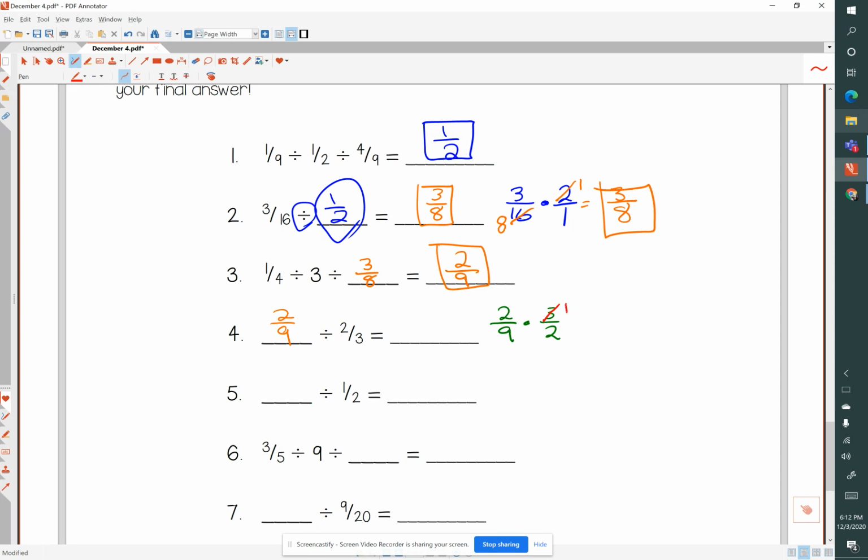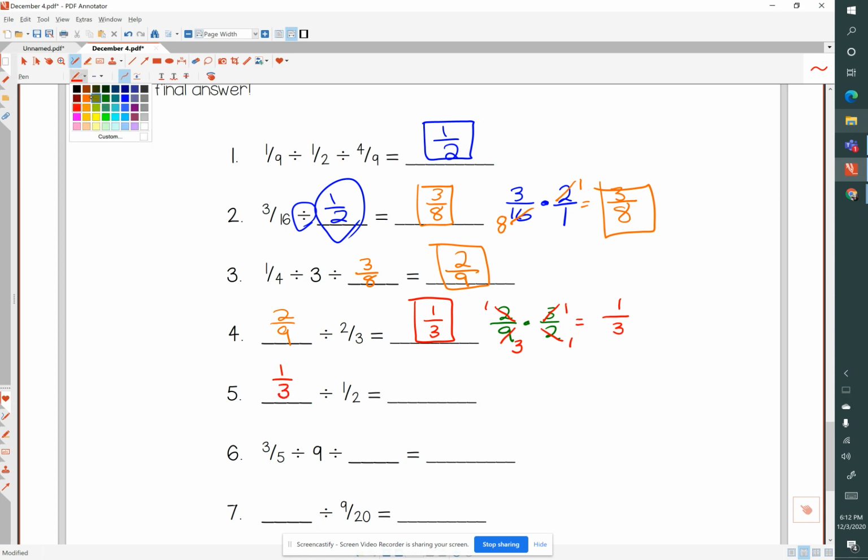3 divided by 3 is 1. 9 divided by 3 is 3. 2 divided by 2 is 1, and 2 divided by 2 is 1. Multiplying straight across, 1 times 1 is 1, and 3 times 1 is 3. So that's a final answer, 1/3. And I'll put that 1/3 in the next line.